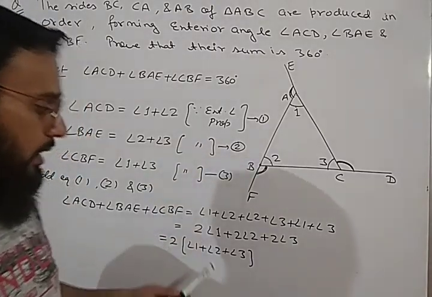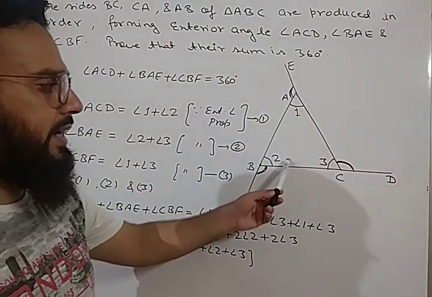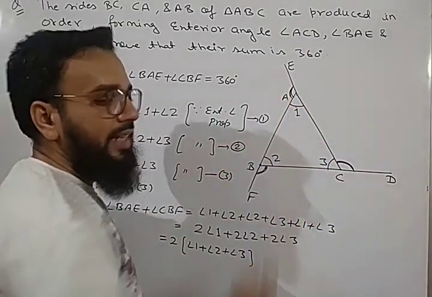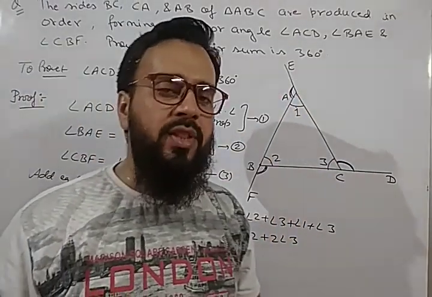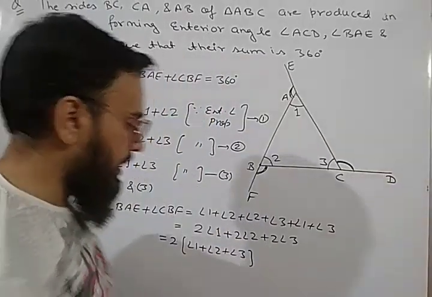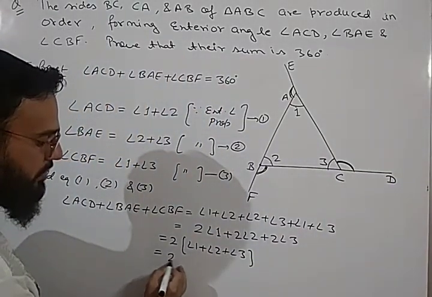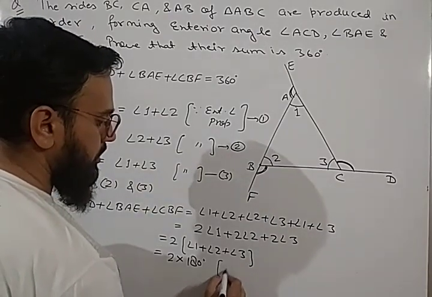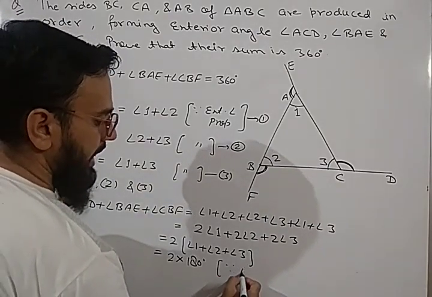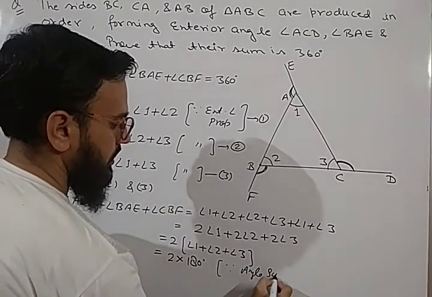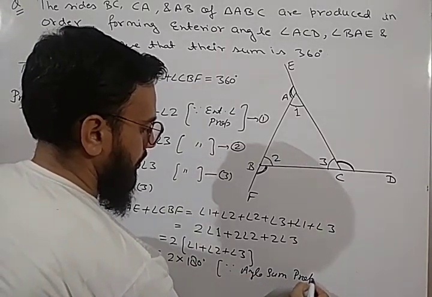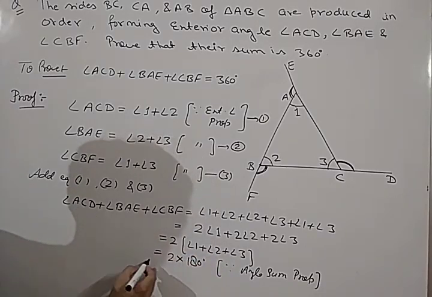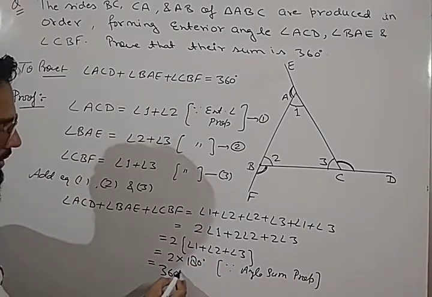Now what will be the value of angle 1 plus angle 2 plus angle 3? The sum of interior angles of a triangle is always 180 degrees, that is the angle sum property. So in place of angle 1 plus angle 2 plus angle 3, we can write 180 degrees, and you will write here angle sum property of the triangle. So we get 1 plus 2 plus 3 equal to 180. That's why it will be equal to 360 degrees.